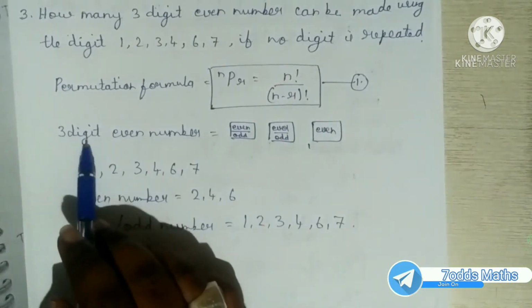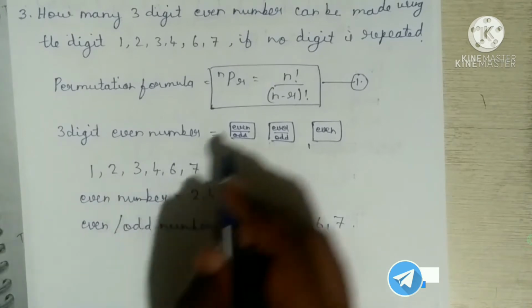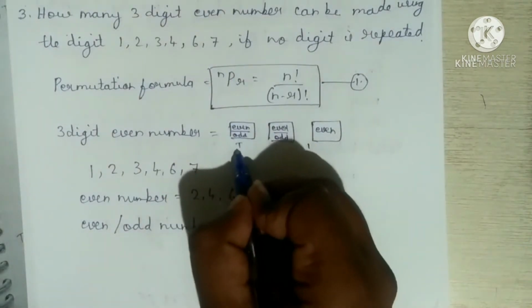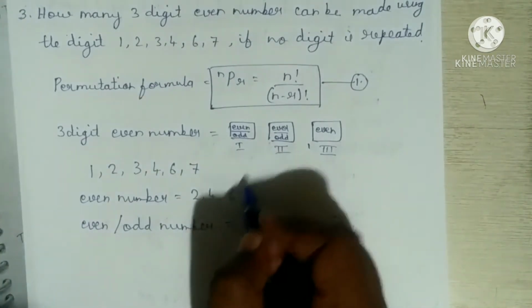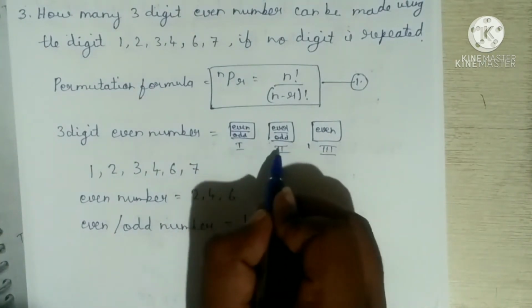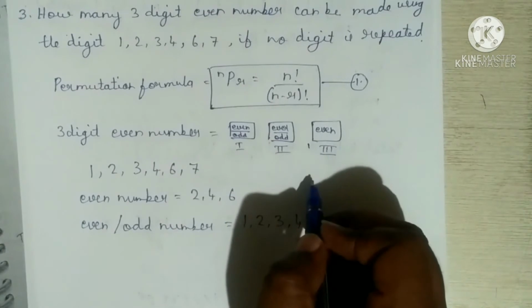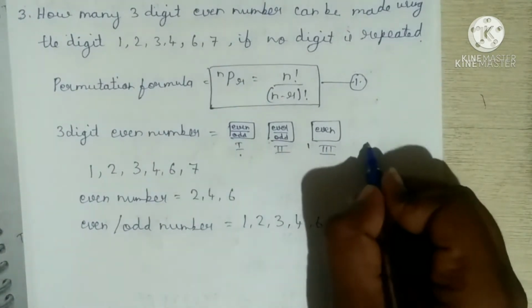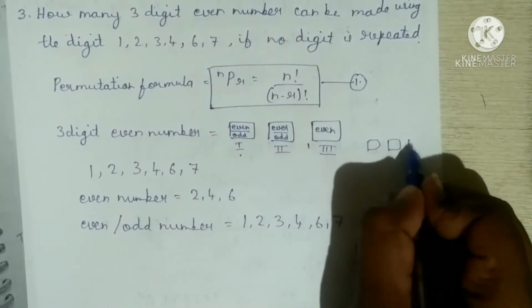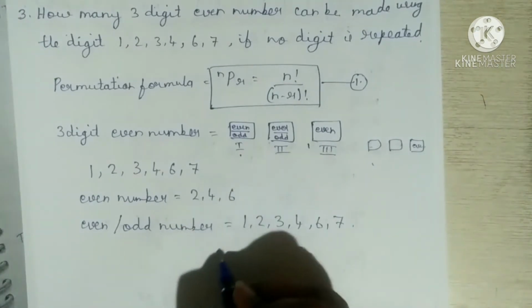We need to find 3-digit even numbers. This is first digit, this is second digit, this is third digit. For an even number, the first 2 digits can be even or odd, but the third digit must be even. For example, first digit 1 2 3. This should be even only. This can be even or odd both.